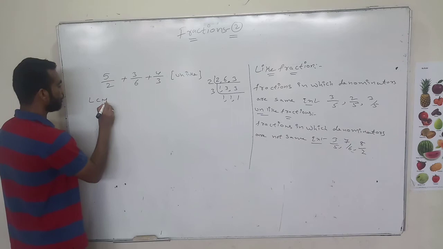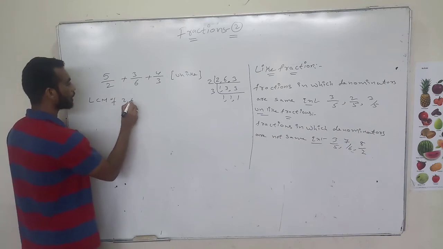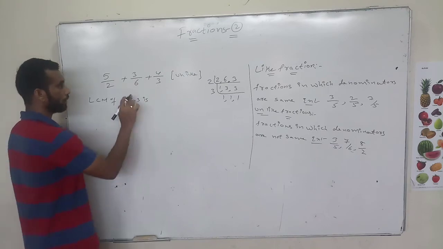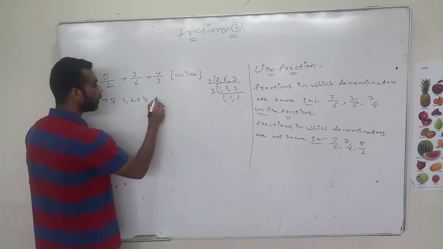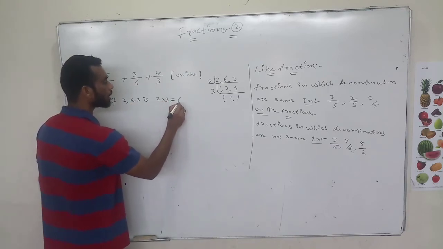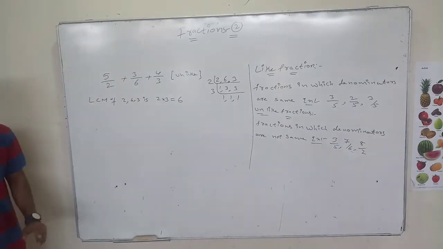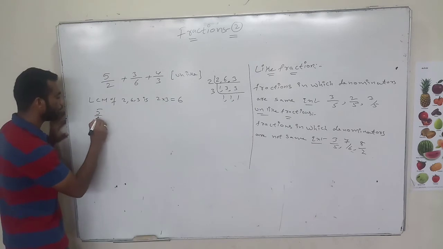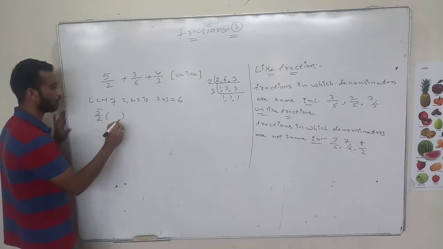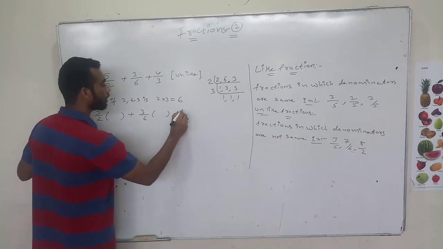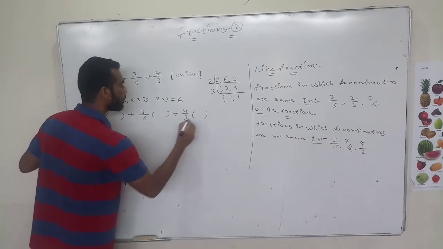Now LCM of 2, 6, 3 is 2 into 3. 2 3s are how much? 6. LCM of 2, 6, 3 is how much? 6. Now 5 by 2 bracket open bracket close plus 3 by 6 bracket open bracket close plus 4 by 3 bracket open bracket close.